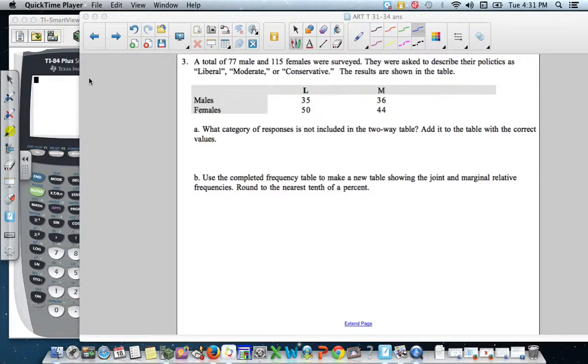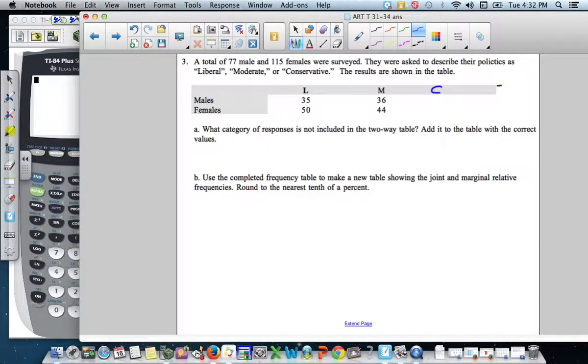All right, for page 3 on the assessment readiness test, we have this problem about political affiliation. We have liberals, moderates, and conservatives. Liberals are more like Democratic, conservatives would be more Republican. And we have that data split up in a two-way table by gender, males, females. So the category that's missing is the conservatives here. And they didn't tell us what those were, but they did give us the totals.